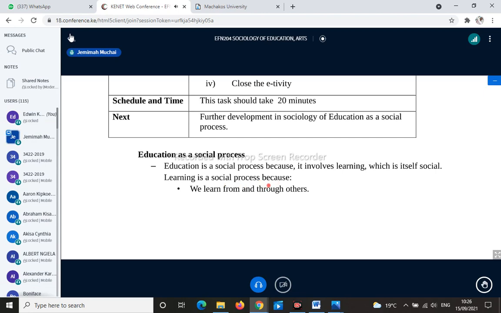Learning is a social process because we learn from and through others. When we learn from others, we can observe what they are doing and imitate them. We can listen to what others are saying, and after they have said it, we do it again. We learn through others, which means that others are teaching us.